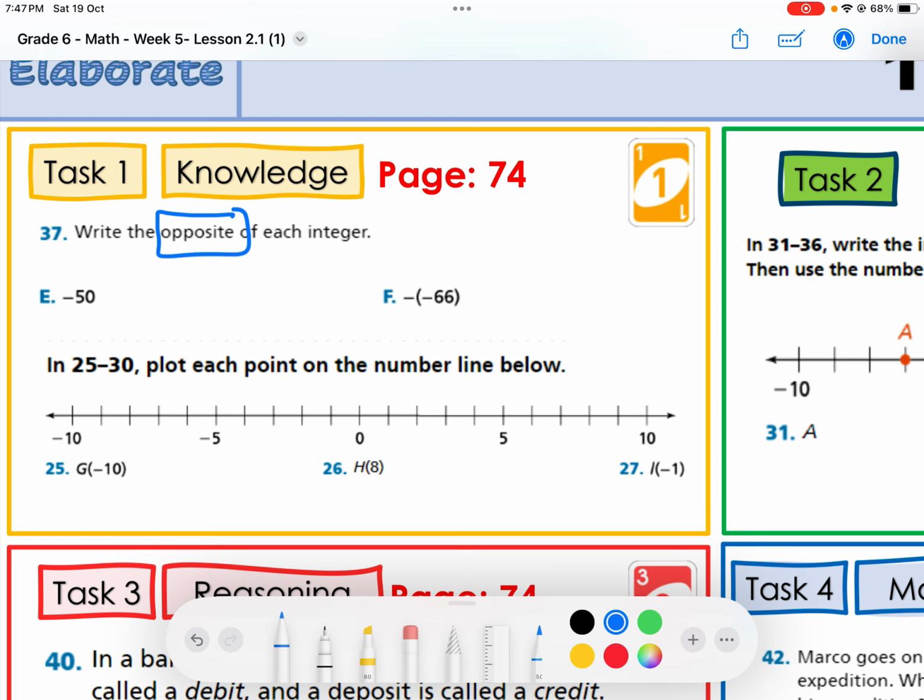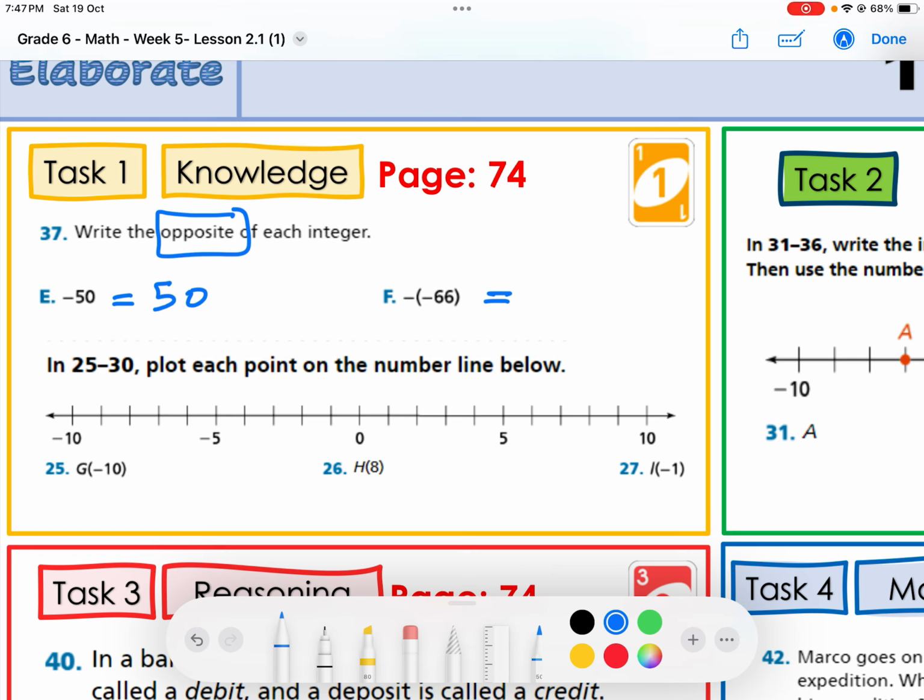Which number is directly on the opposite side of negative 50? It's the same distance away from 0, but in a different direction. That will be 50. Okay? But in F, we have this case. Guys, before you find the opposite, first we need to evaluate it. We need to calculate it, okay?